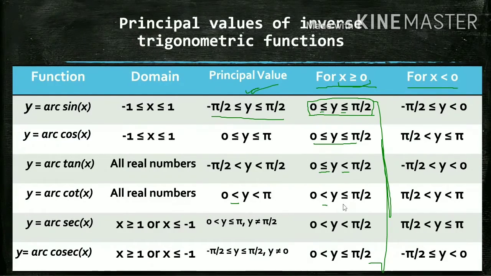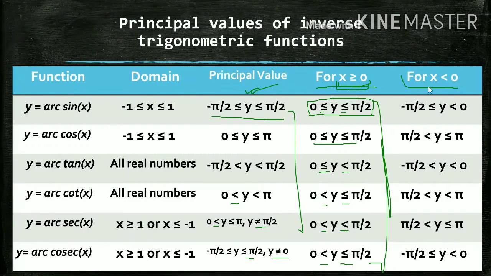So less than and less than or equal to. Similarly here, 0 is not included and pi by 2 is not included, so just the strictly less than sign comes. For this, 0 is not included and pi by 2 is included: less than and less than or equal to. It is a very easy trick to remember that for x greater than or equal to 0, you just need to put 0 and pi by 2 always, and the equality or non-equality of these end points will come from this principal value.